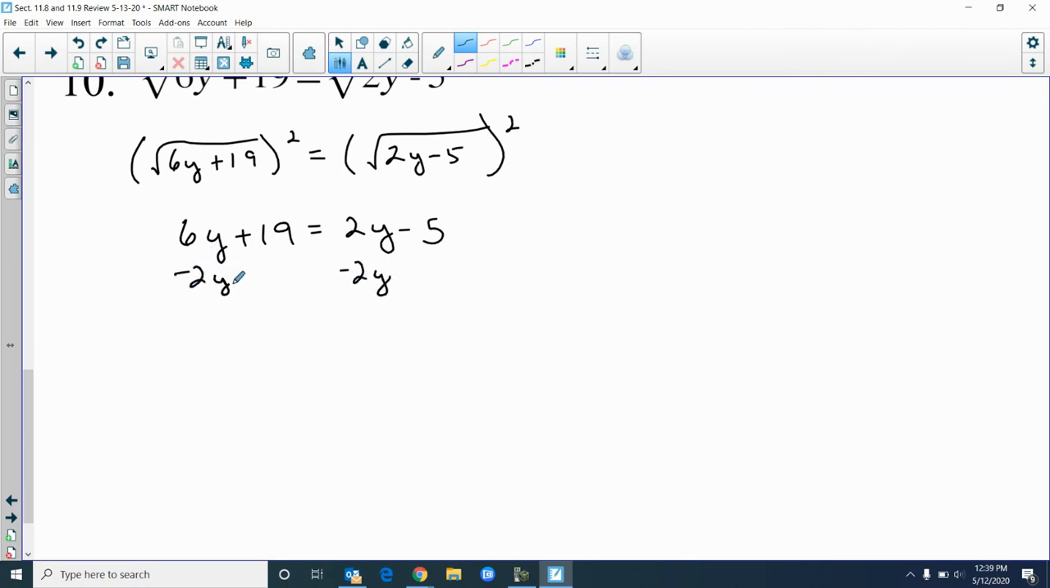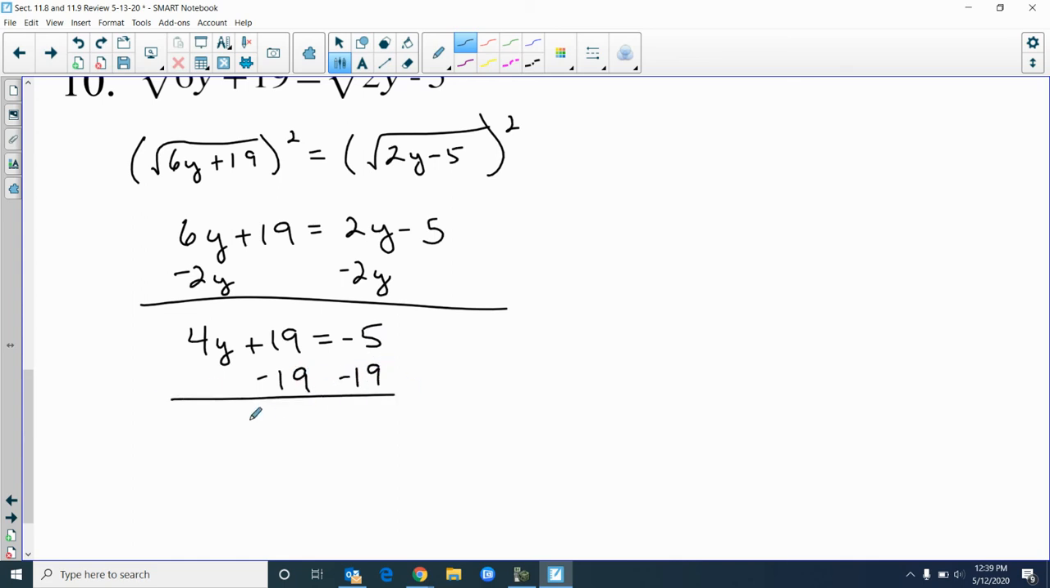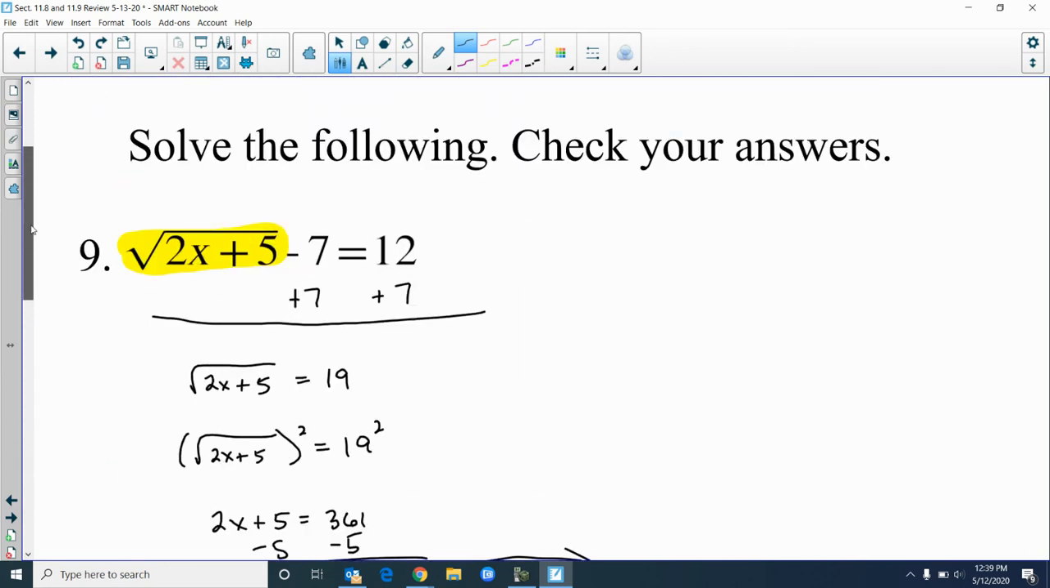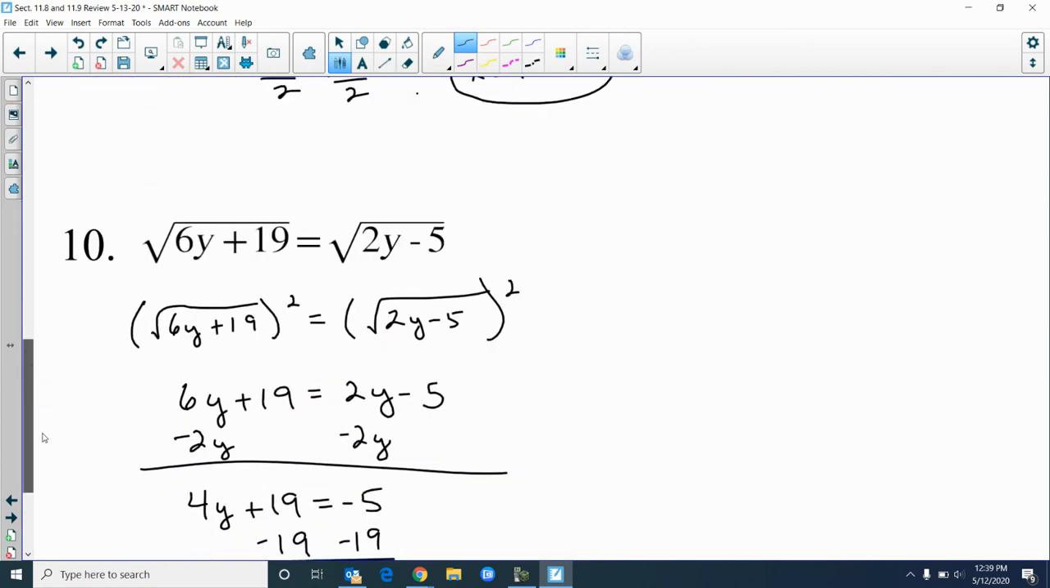I want to get all the y's on one side, so subtract 2y. I get 4y plus 19 equals negative 5. Subtract 19. 4y equals negative 24, divided by 4. y equals negative 6. All right, now it says check your answers because you could end up having something that doesn't work.